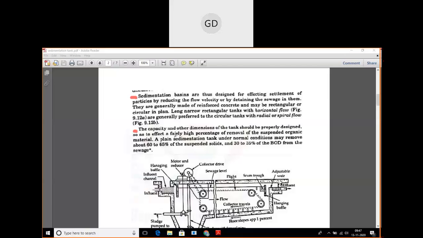Next, the capacity and other dimensions of the tank should be properly designed. Obviously, we will go through the design problem. So the capacity and the other dimensions of the tank should be properly designed.